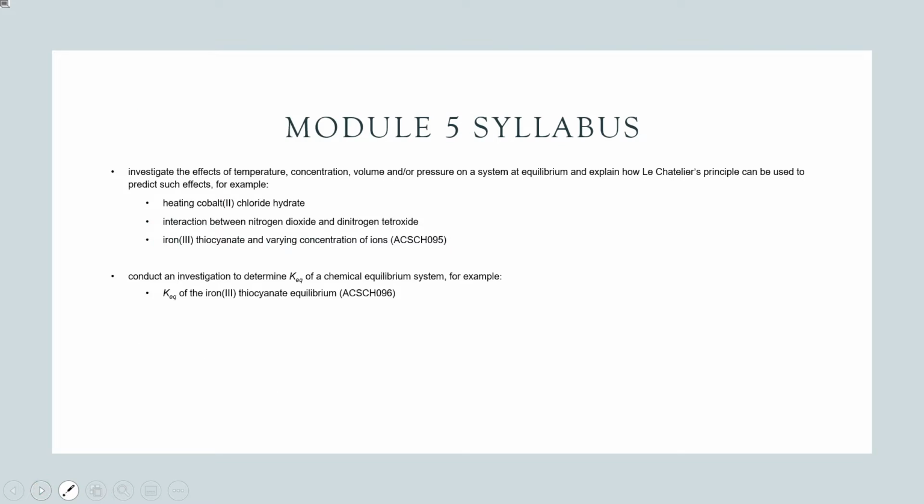Let's get into it. So first off, just looking at the module 5 syllabus, we do need to investigate the equilibrium of iron thiocyanate and how we can change the concentration of ions. This is something that we did in module 5, but the thing that becomes really tricky is that we needed to also conduct an investigation to find the KEQ of a chemical equilibrium system.